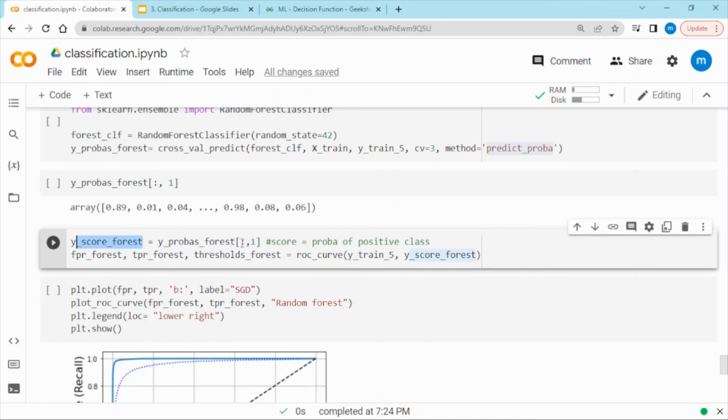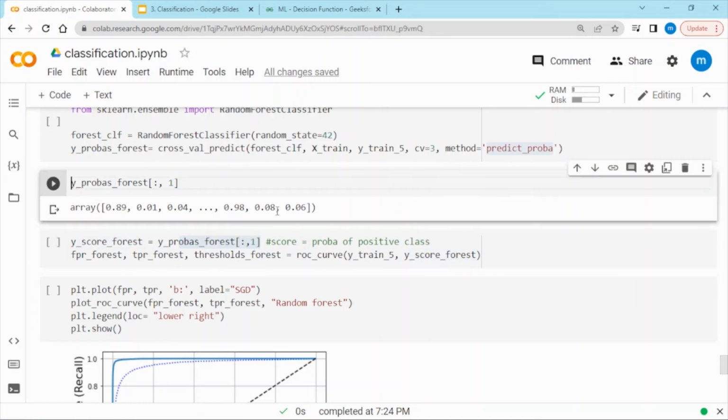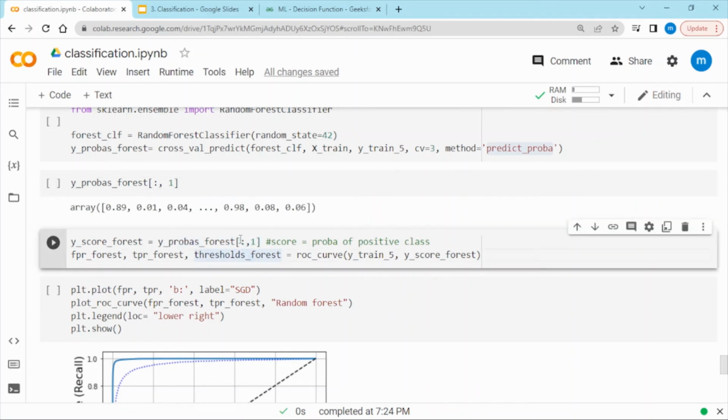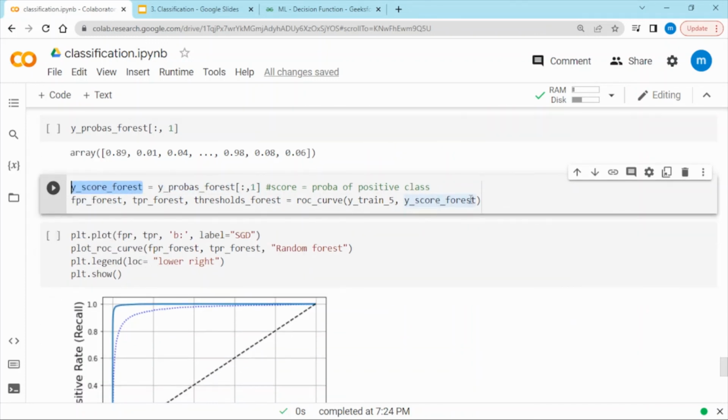Now to get the y_score_forest you are doing some kind of slicing here. So these are the y_probability_forest and you are doing the slicing. The score normally is contained in the second column of the y_probability_forest and you are saving that into y_score_forest. You are sending this information to the ROC curve and getting the FPR_forest, TPR_forest and threshold_forest.